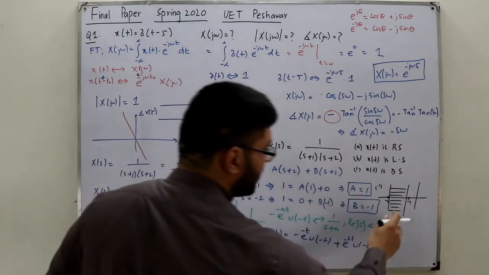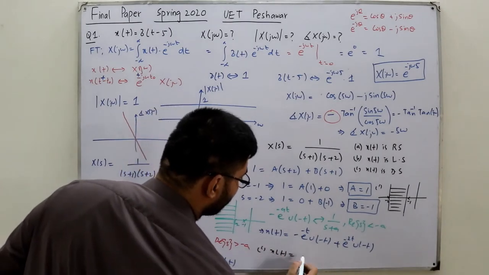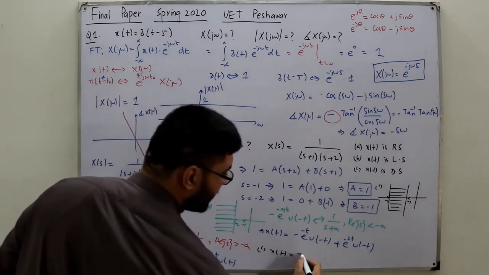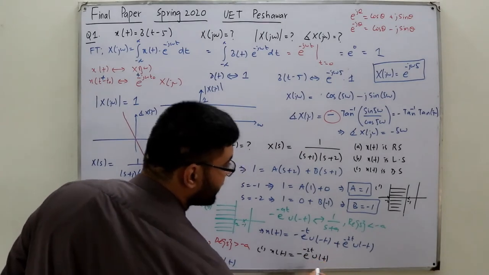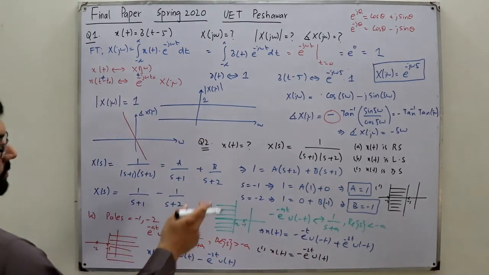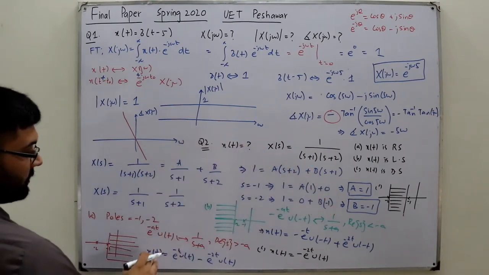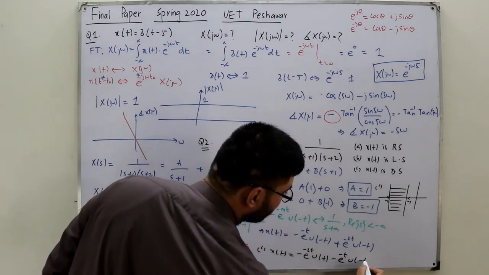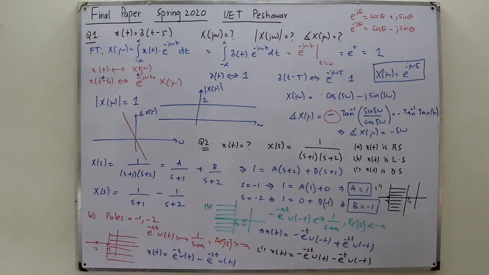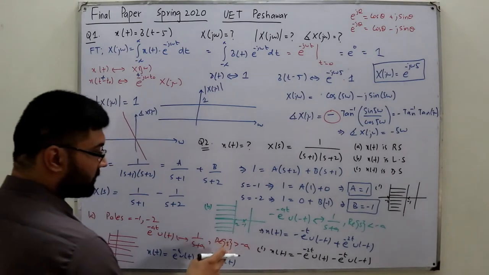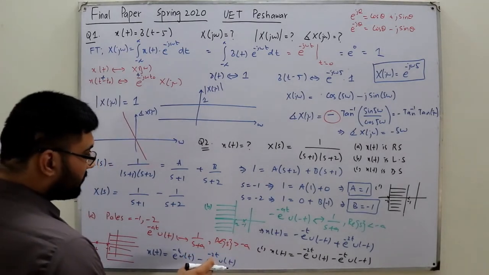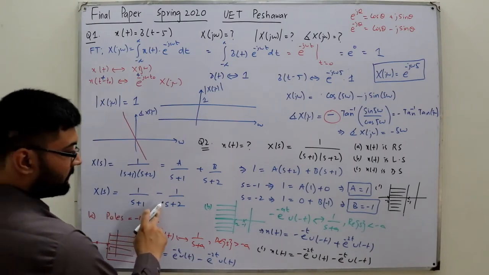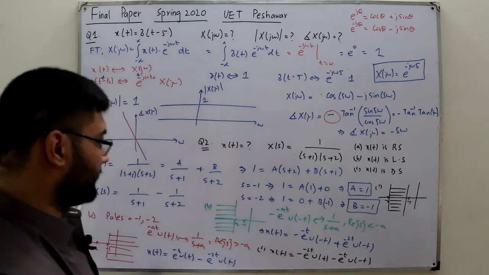So in this case, part C, my x of t would be what? It would be to the right of minus 2, so for this I would use the right side. The negative I already have over here. So negative, e to the negative 2t u of t. And then you have a plus. And for 1, we would use the left side formula. So this negative would come over here. So negative, e to the negative t u of minus t. And this negative is from the formula. Yes, that's fine.